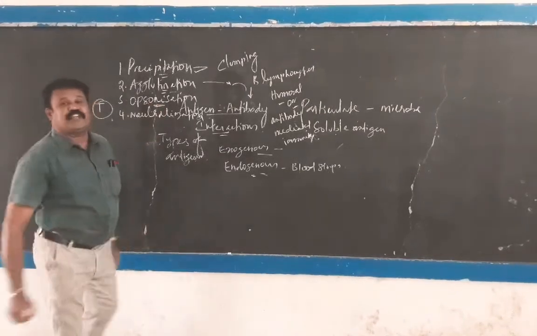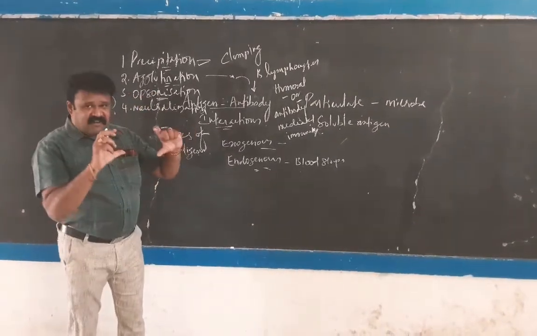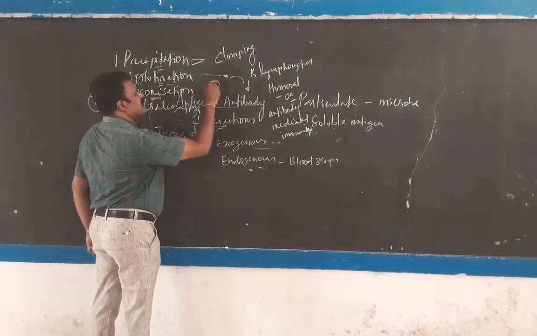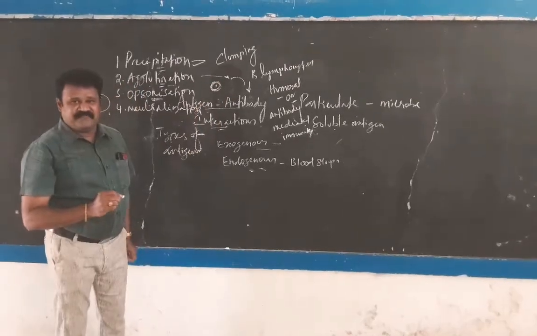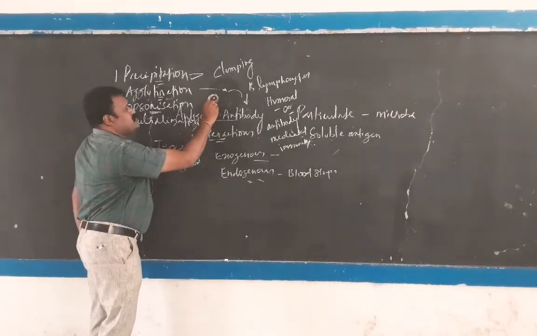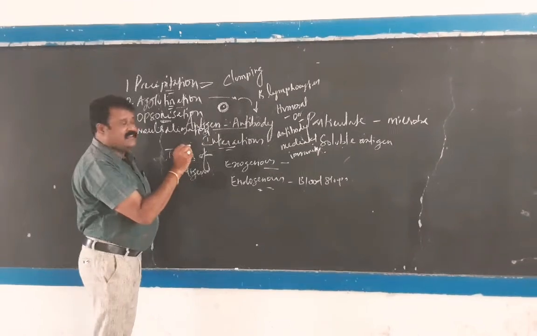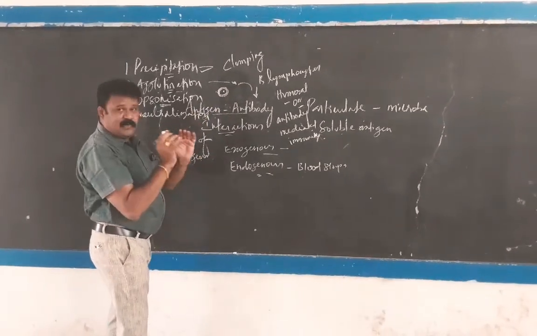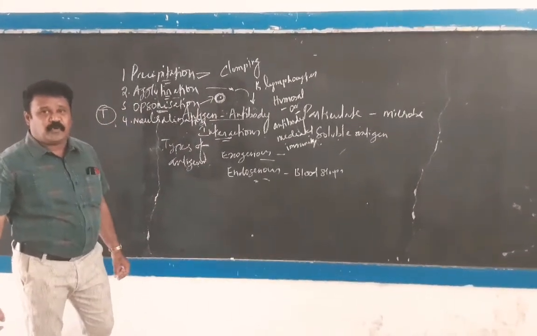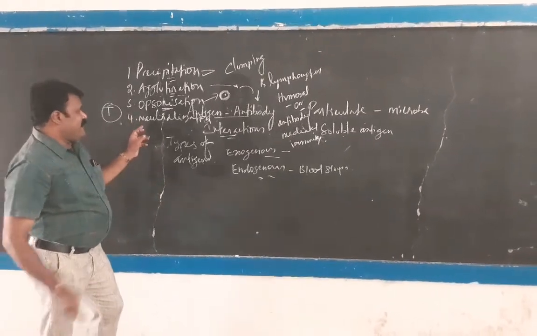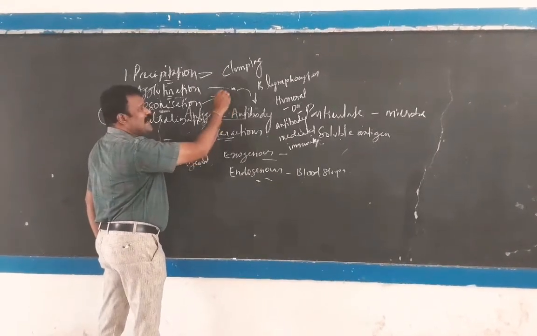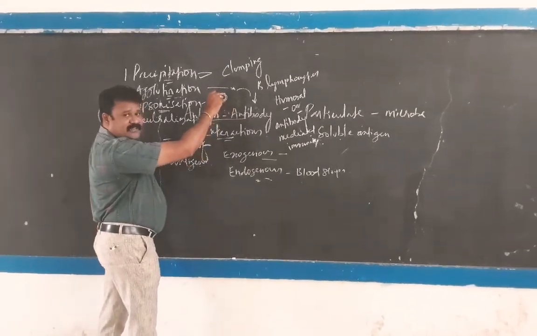Third step is opsonization. After sticking on the antigen, the antibody forms a coat. It just surrounds the antigen. Second step, it goes and sticks on the antigen. Third step, it forms a coat around the antigen and becomes a cover. This process is called opsonization, the coating over process. First it goes and sticks on the antigen, then it spreads around the antigen and forms a coat.